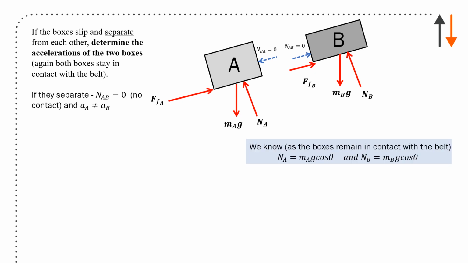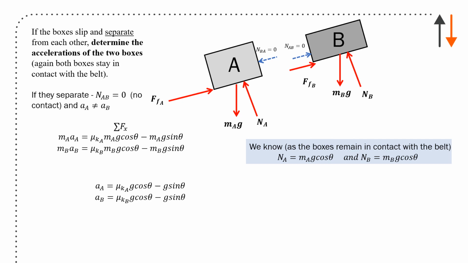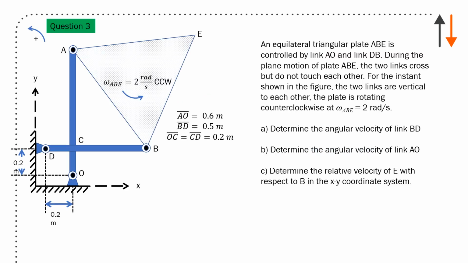Boxes remain in contact with the belt, so the normals are still the same expression. Put everything together, substitute in, calculate the acceleration, and you have a higher acceleration for B than you do for A. Finally, we go to the kinematics problem.